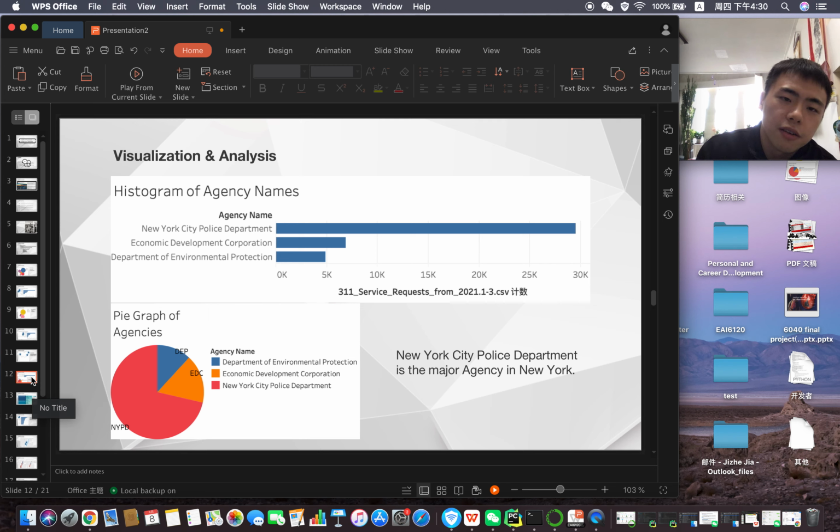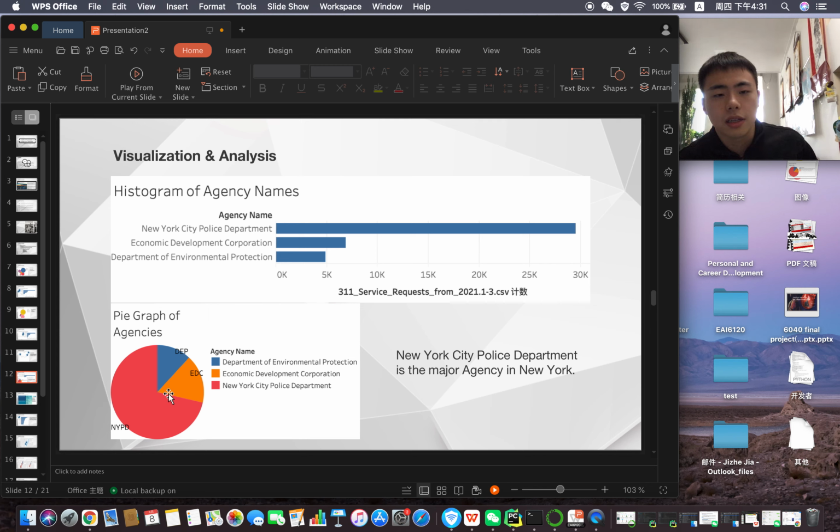Here's a histogram of agency names and a pie graph of agencies. We can find nearly 75% of the agencies are the New York City Police Department. It's a major agency which is responsible for noise pollution, I think, in New York.